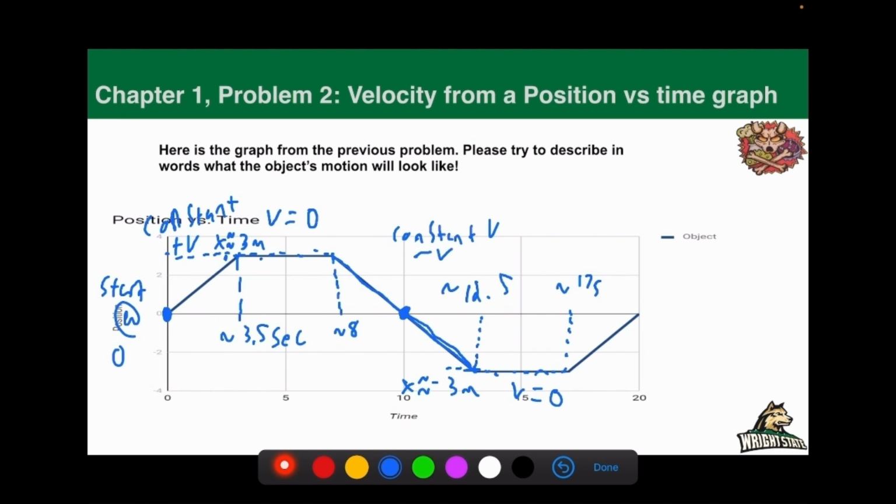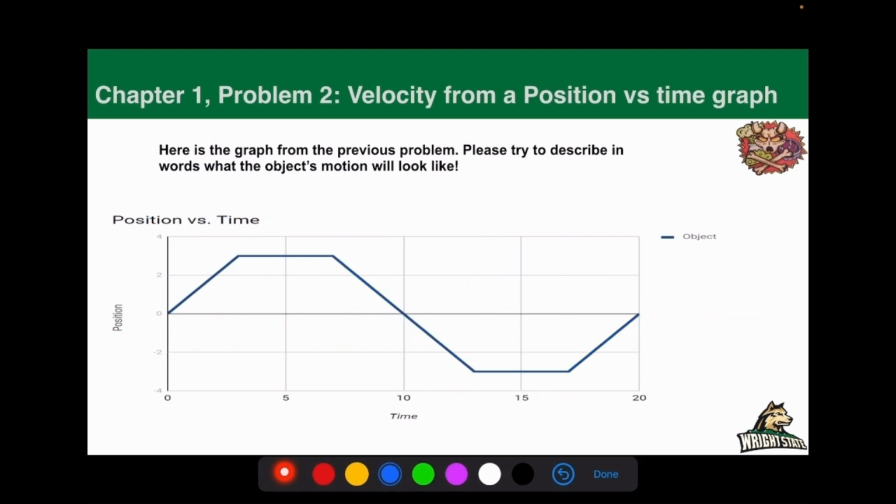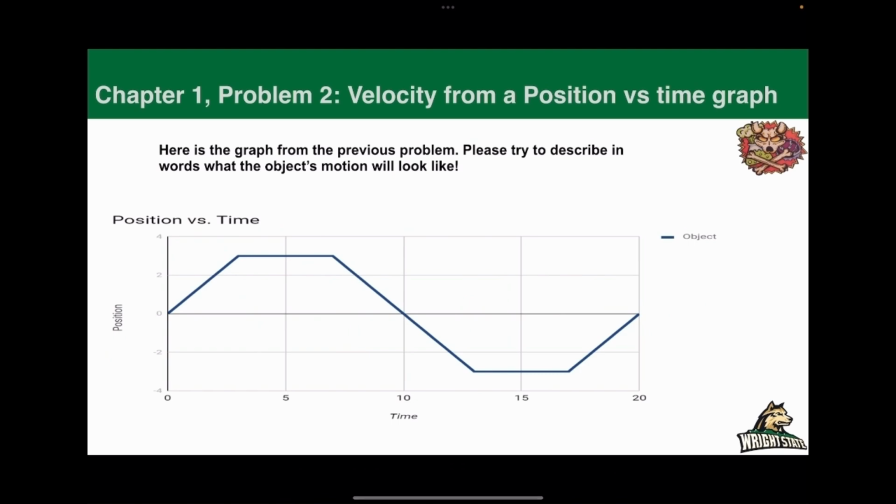Then, from about 17 seconds to 20 seconds, we have a velocity in the positive direction that is also constant. Right? The slope in all these cases of our graph is not changing. So this is what the object motion would look like. Basically, we have a thing starting at the 0 point, moves forward for a couple seconds, stops there for a while, turns around, passes by the starting point, moves behind the starting point, chills out there for a minute, starts moving back forwards, and then stops at the starting point again. Okay, so that is how we can describe in words this object motion.